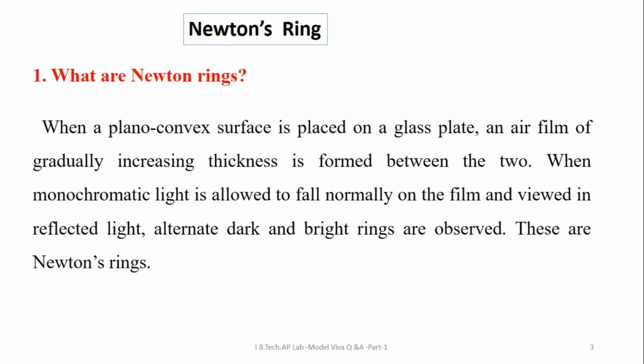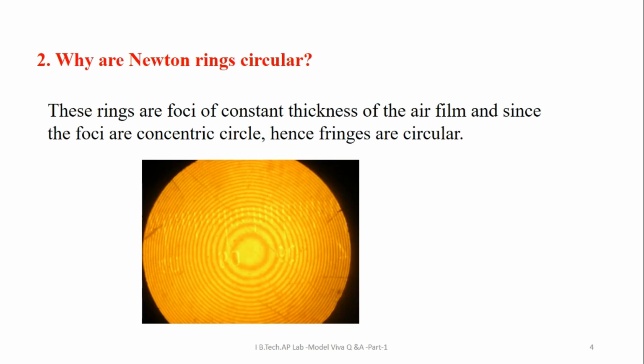Let's start. The Newton rings. When monochromatic light is allowed to fall normally on the film and viewed in reflected light, alternate dark and bright rings are observed. These are Newton rings. And why are they circular? These rings are loci of constant thickness of the air film. Since the loci are concentric circles, hence the fringes are circular.